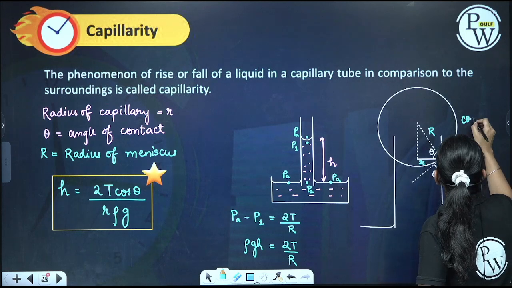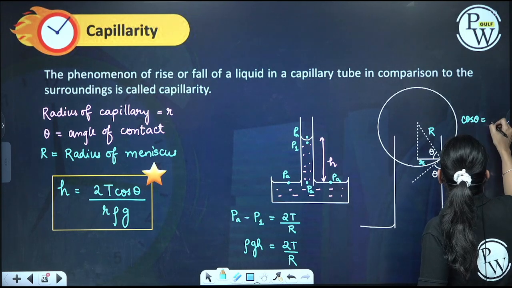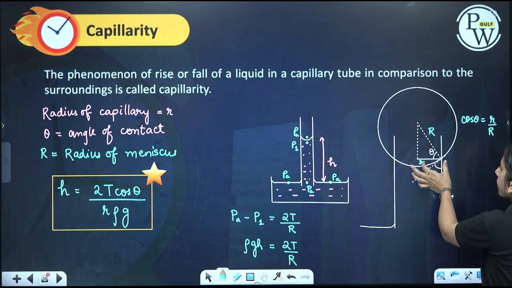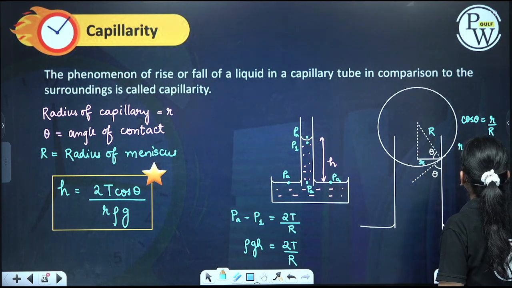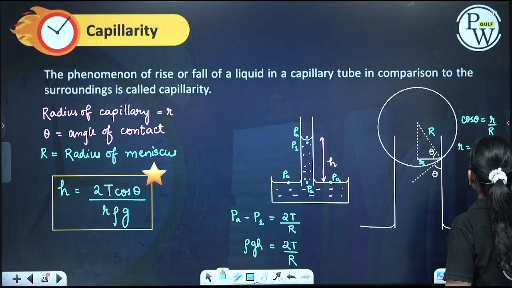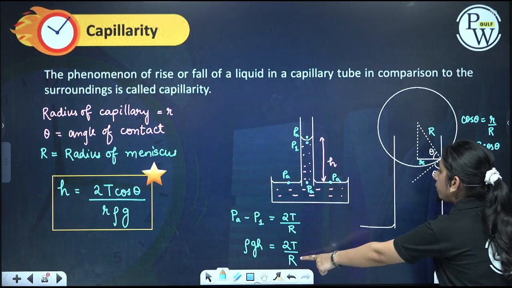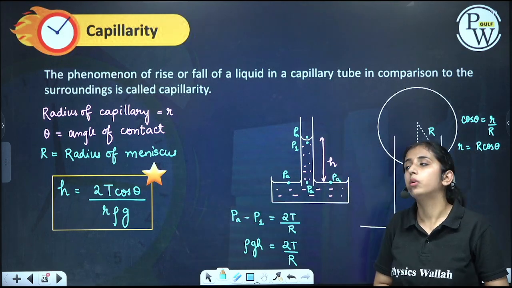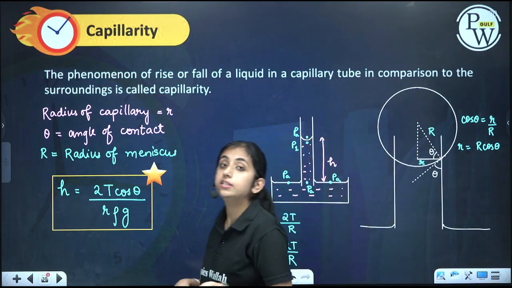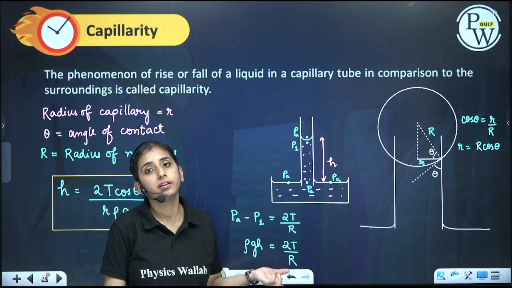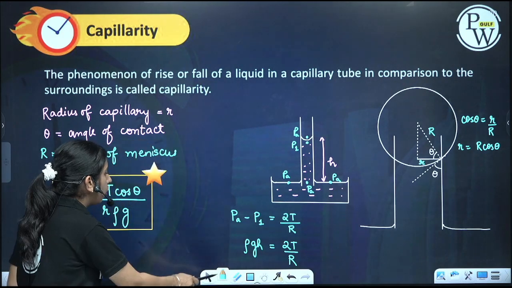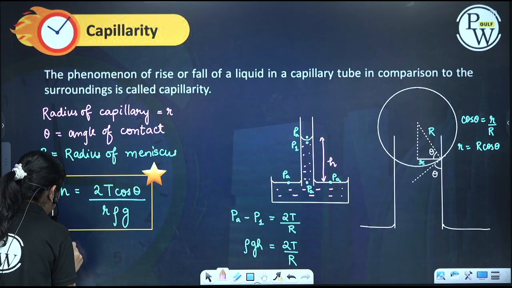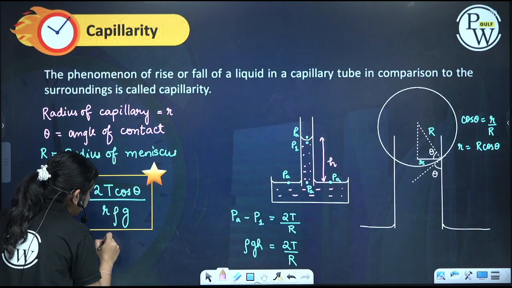Cos theta will be base by hypotenuse, so small r will be R cos theta. Substituting the value of capital R as small r by cos theta, we get 2T cos theta by r rho g. This is the height h up to which the liquid in the capillary will rise, and this formula is also called the ascent formula.